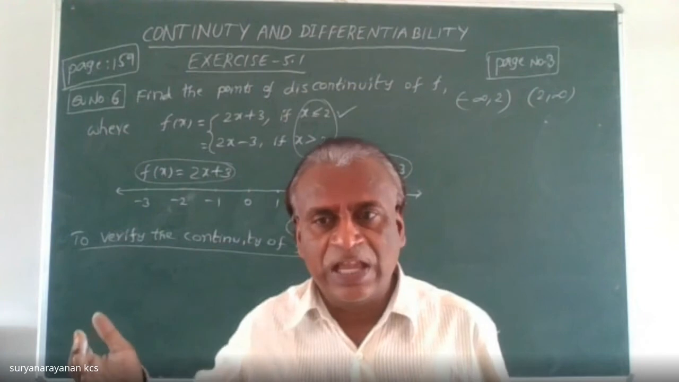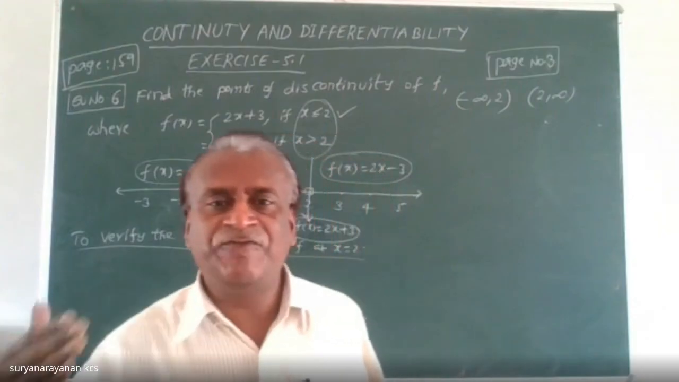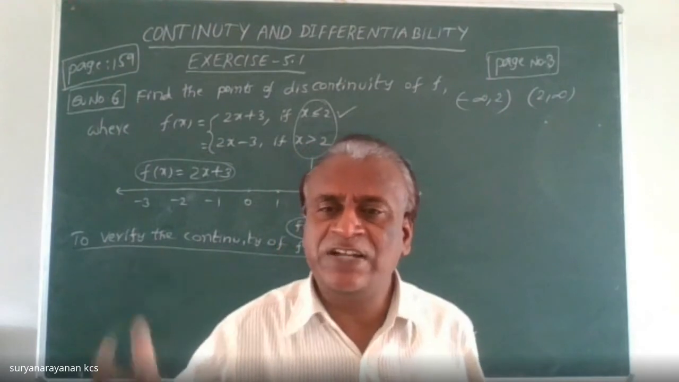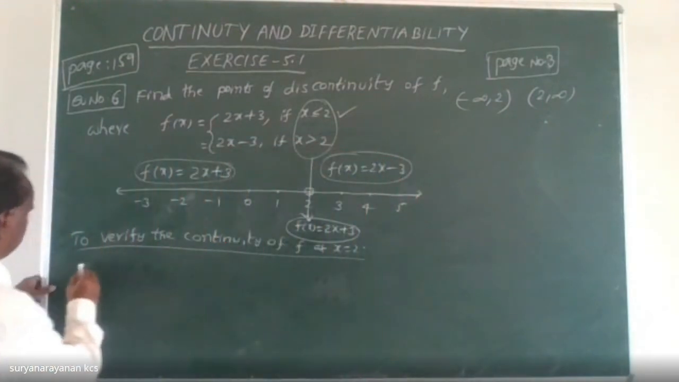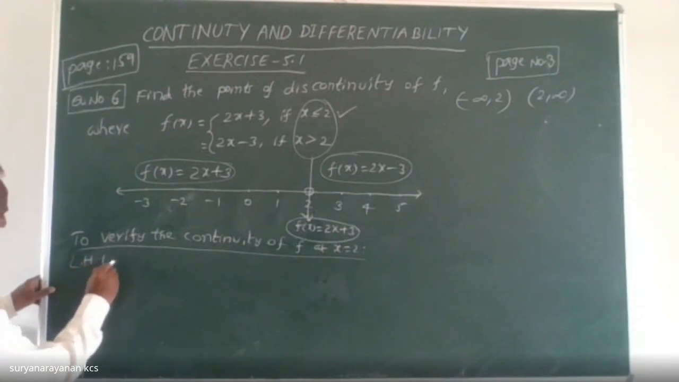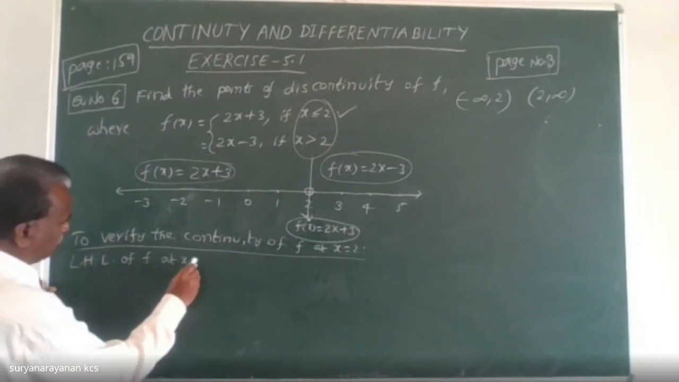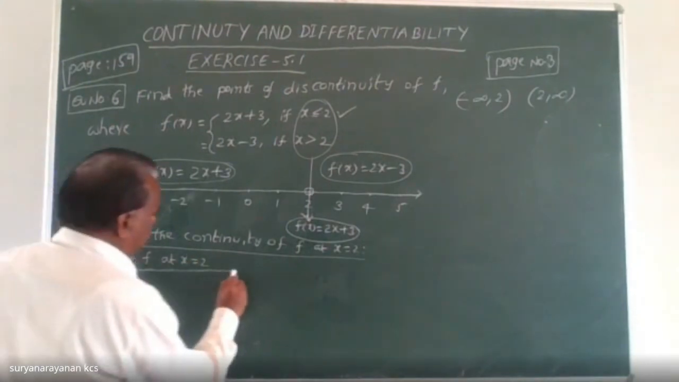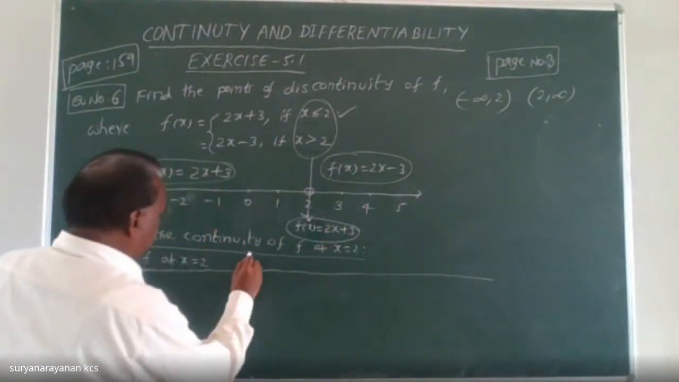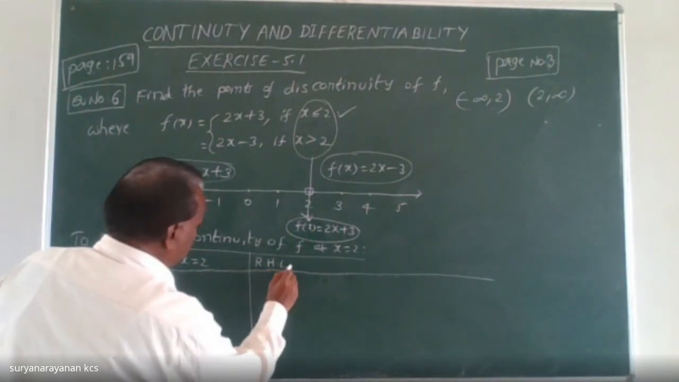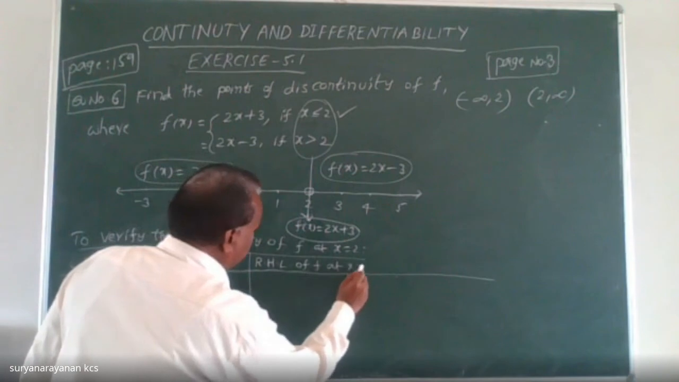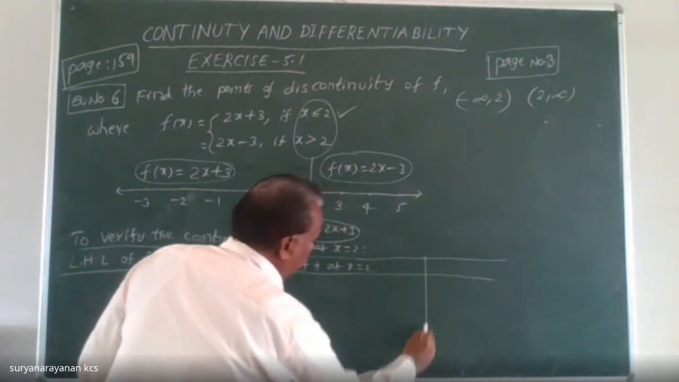Just to revise the previous question: equate LHL, RHL. Don't say LHS, say LHL. LHL stands for left hand limit, and RHL stands for right hand limit. So, LHL of f at x is equal to 2, next RHL of f at x is equal to 2, and finally f of 2.